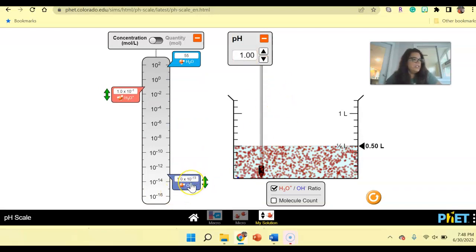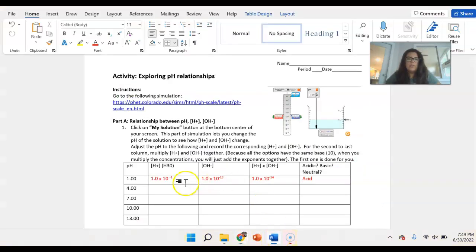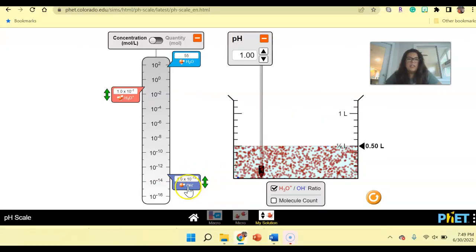But going back to our 1, here's a pH of 1, and it's asking you to write the concentrations down in the table. So the concentration of H plus is right here. It's 1.0 times 10 to the negative 1. And so you would just write that here on the table. The concentration of OH is 1.0 times 10 to the negative 13th.